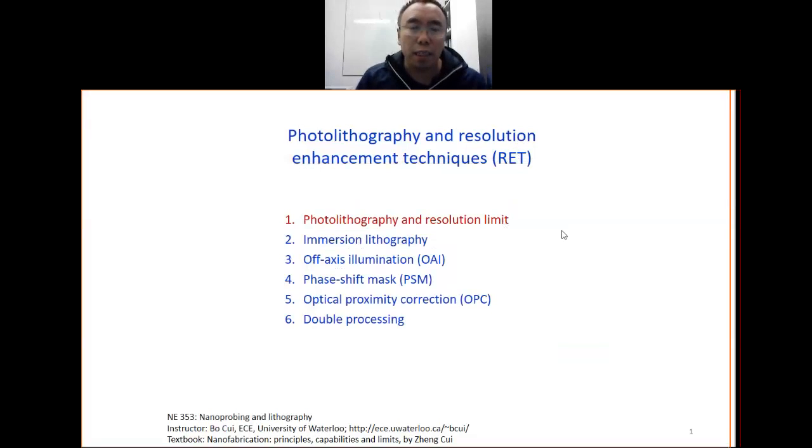Okay, let's start. So this course is about nanofabrication. There are many ways to do nanolithography. For example, some are based on light, some are based on charged particles like electron or ion beams, and others are based on mechanical processes, for example, nanoimprint.